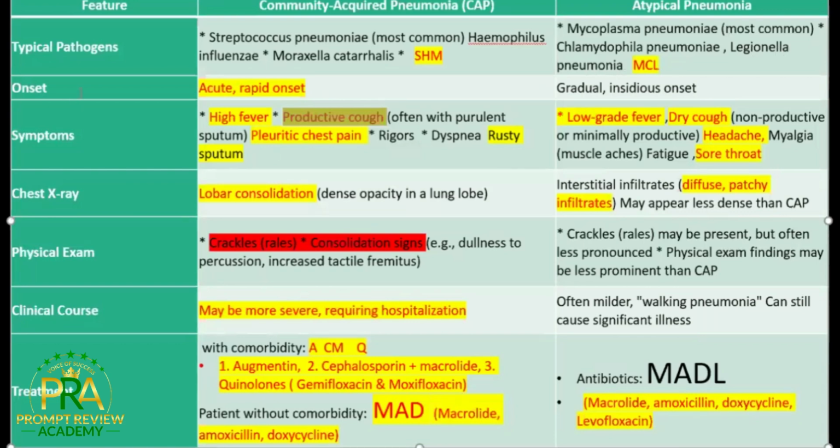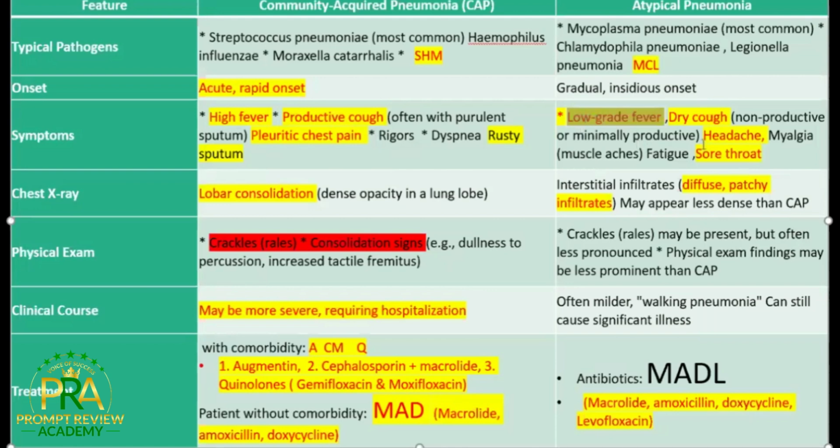Okay, so when you talk about the onset of community-acquired pneumonia, it is acute and rapid. You will see the patient is feeling well today, then the next day everything changes. Acute, rapid. But the atypical one is gradual. And when you talk about the symptoms, community-acquired has high fever, productive cough, and also that rusty sputum. But atypical is low grade fever.